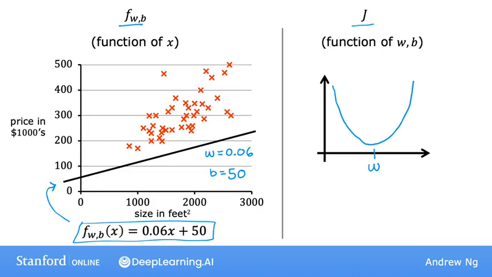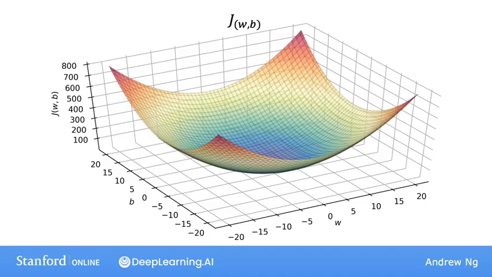Now, in this housing price example that we have on this slide, we have two parameters, w and b, and so the plot becomes a little more complex. It turns out that the cost function also has a similar shape, like a soup bowl, except in 3 dimensions instead of 2. In fact, depending on your training set, the cost function will look something like this.